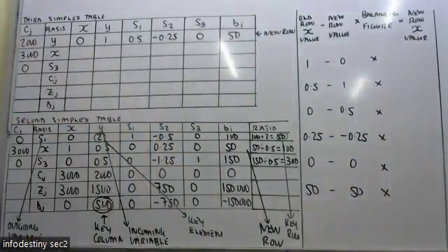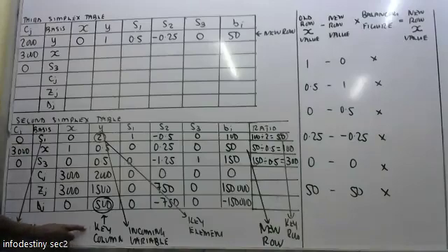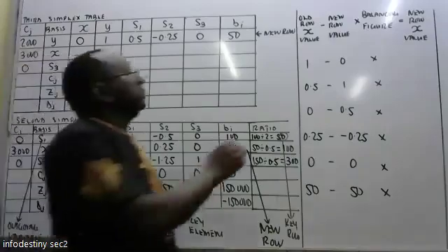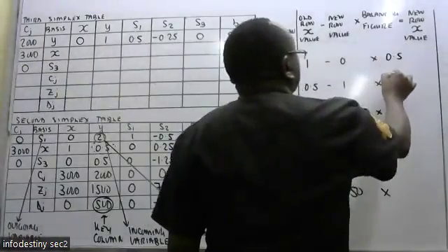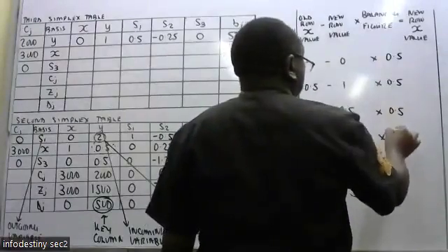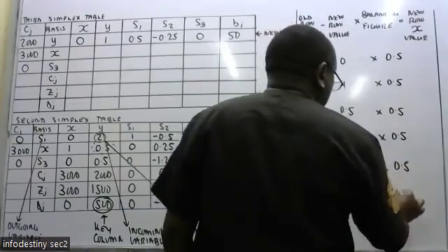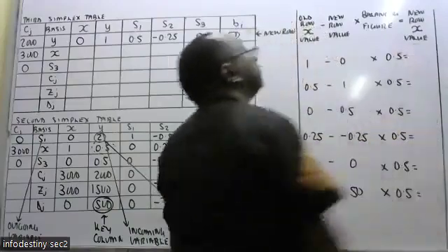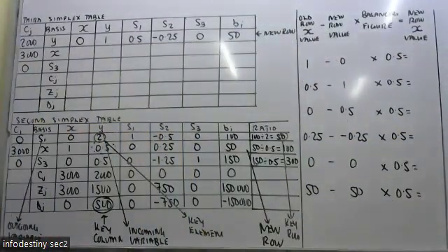We can say times. Now that times, we said it is the key what? Key column and the old row that we are dealing with. So it is 0.5 here. Isn't it? Get those answers.